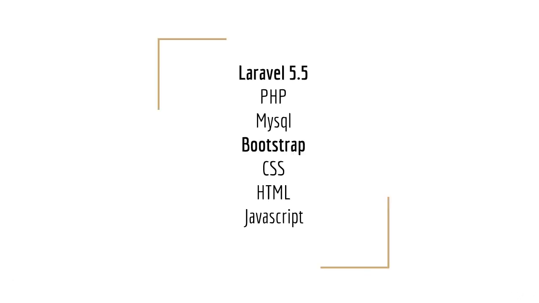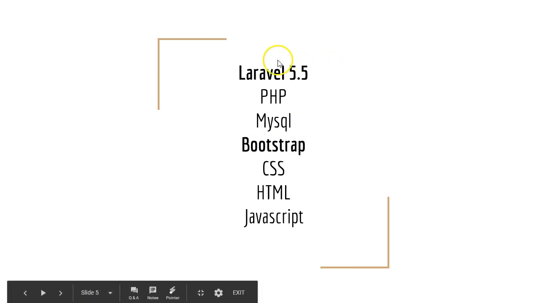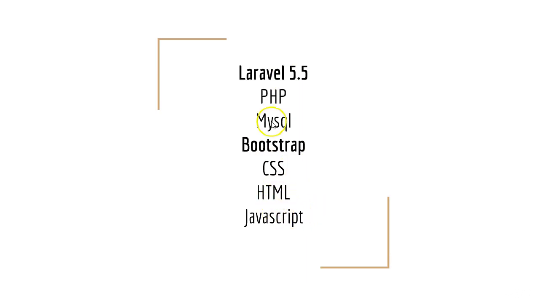Here are the things that we'll be using. First of all, we'll use this technology called Laravel 5.5. Laravel is basically a combination of HTML, CSS, JavaScript, PHP, and then we will need a database. We'll be using MySQL, but of course you can use any database you're comfortable with that works with Laravel. And then we'll be using Bootstrap. Laravel comes with Bootstrap, so we'll not have to install it separately.